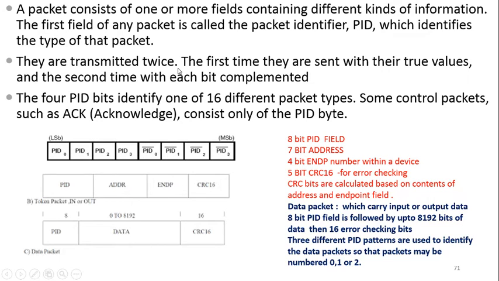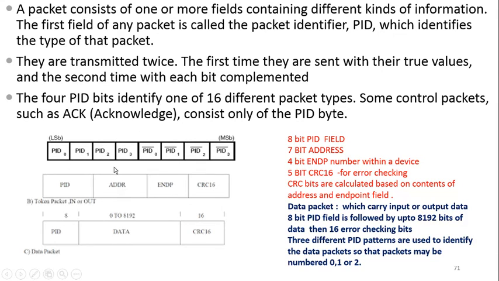Okay, they are transmitted twice. The first time they are sent with the true values, and the second time with each bit complemented. Okay, the PID portion looks like this. PID is an 8-bit format. The first 4 bits contain the true value, and the remaining 4 bits are the complemented value, and this complemented value is used for identifying whether some error occurs during transmission. The 4 PID bits identify one of the 16 different packet types.